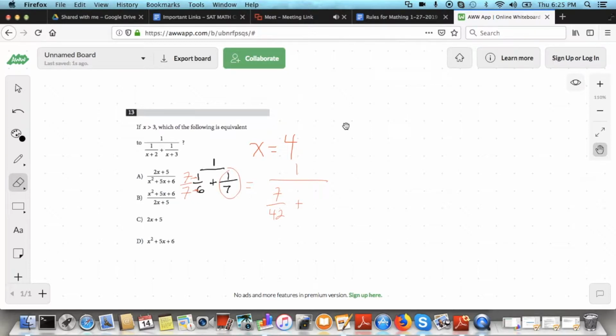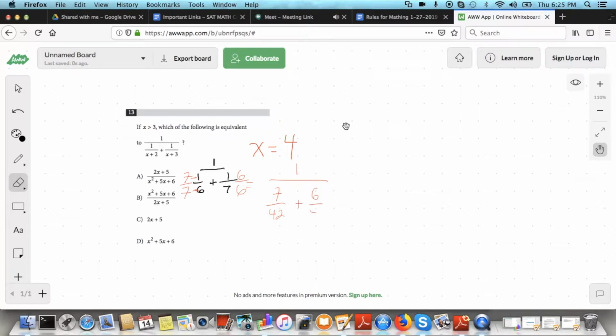What am I going to multiply 1/7 by to get a 42 in the denominator? Do you know, Caroline? 6 over 6? Absolutely, 6 over 6. So what is that fraction going to be? 6 over 42. There you go. That's it. Absolutely. 6 over 42.